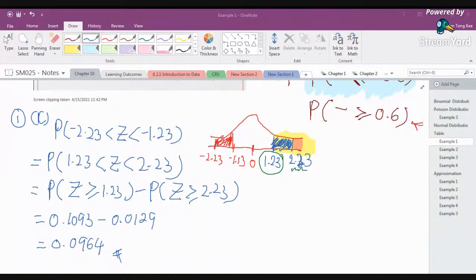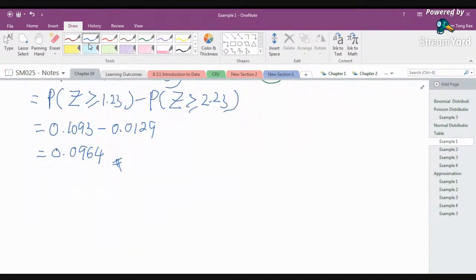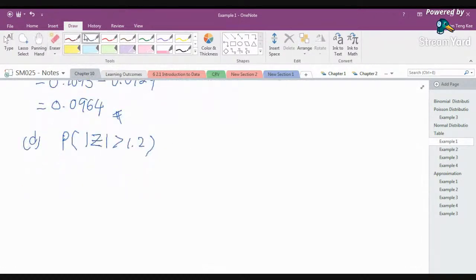Then we proceed with D. What we have in D is the case of the modulus. We have the modulus of Z greater than 1.2. And this is actually equivalent to, by defining the modulus, Z greater than 1.2 or Z less than negative 1.2.